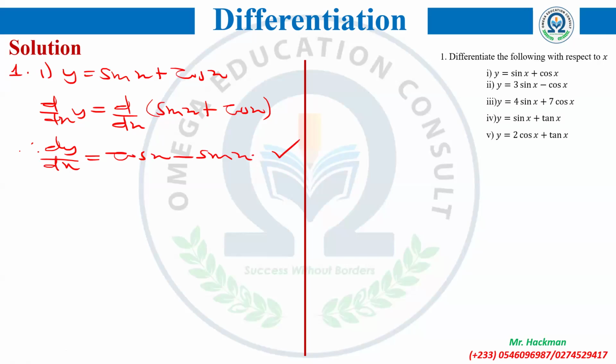So with this one too, it is the same thing. It will be the differential of 3 sine x. You can always bring the constant out. So that will give you 3 cos x here. Then this will be minus sine x, so it will be plus sine x when you differentiate.